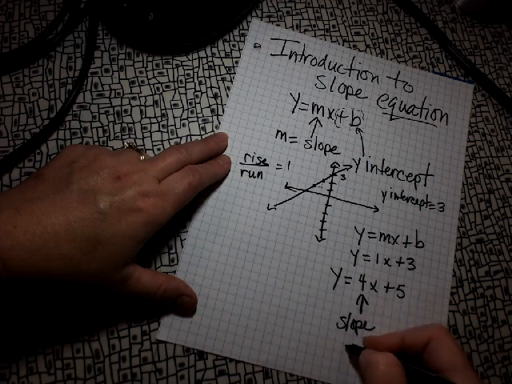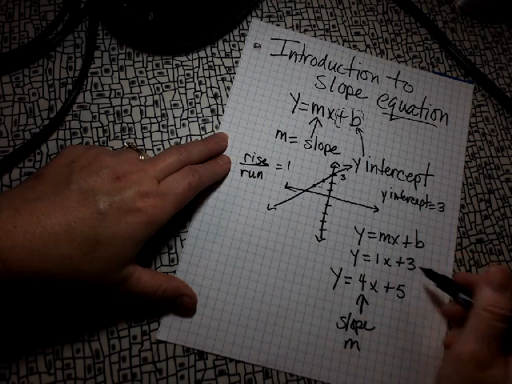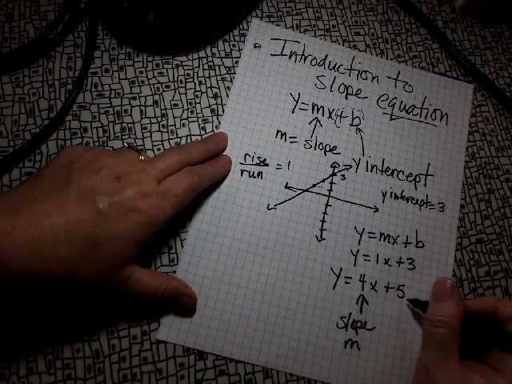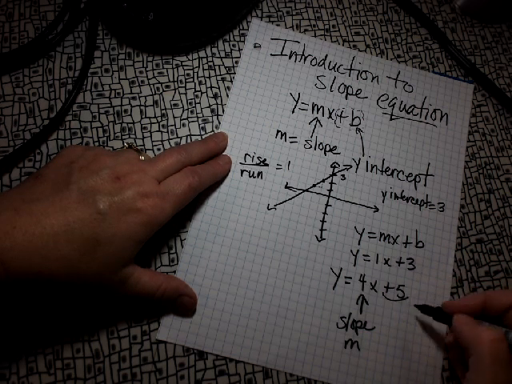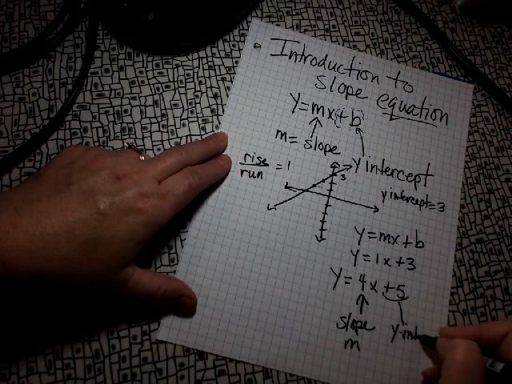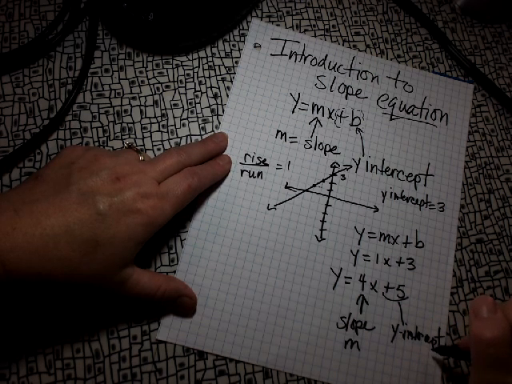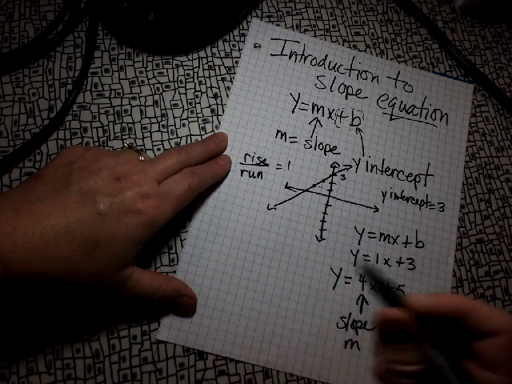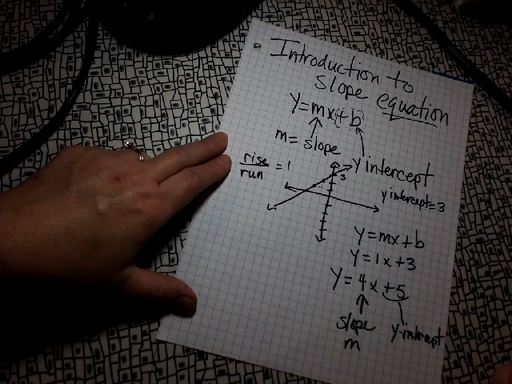Slope, or m. Then you might be asked, what is the y-intercept? Your y-intercept is 5. That's where it's going to start on the y-axis.